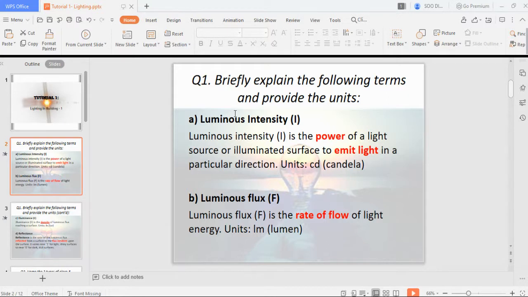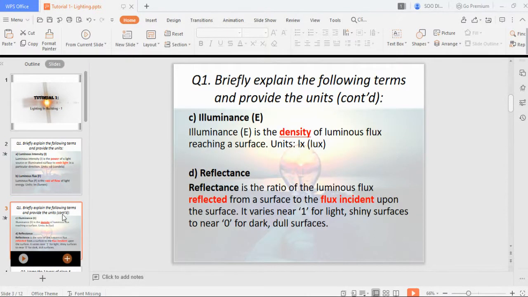So question 1 is asking you to explain the following term and provide the unit. So A, luminous intensity is the power of a light source or illuminated surface to emit light in a particular direction. So the unit is CD or candela. B, luminous flux is a rate of flow of light energy, which is lumen.